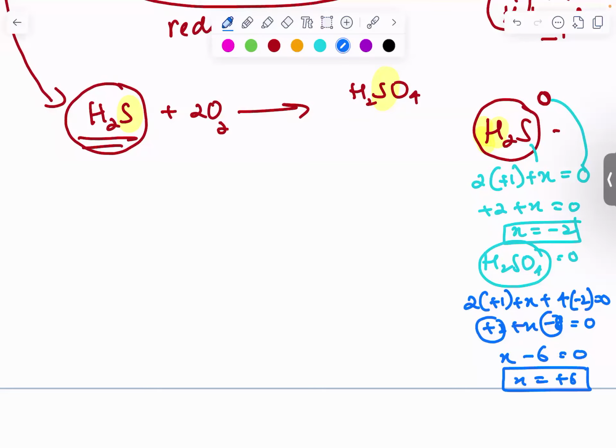All right. So now from x minus 2, we have gone from where? A minus 2, minus 1, 0, plus 1, plus 2, plus 3, plus 4, plus 5 and plus 6. So what is it? Have a look. Increase in oxidation number. Am I right? So what is it? Oxidation.